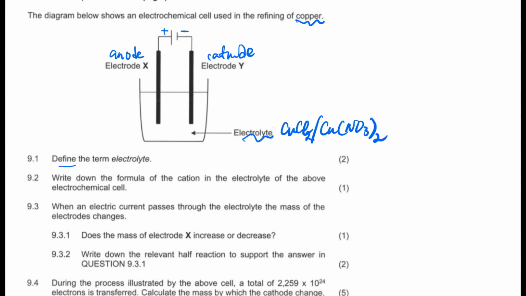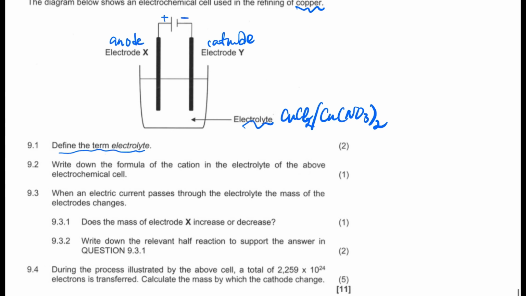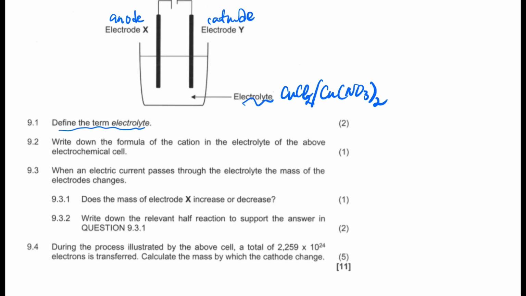Now it says define the term electrolyte. Electrolyte is a solution which conducts electricity through the movement of ions. Now it says here write down the formula of the cation in the electrolyte of the above electrochemical cell. As I've mentioned, it has to have copper, but they want that cation there. So it's going to be Cu2+. That's the cation that is involved there.